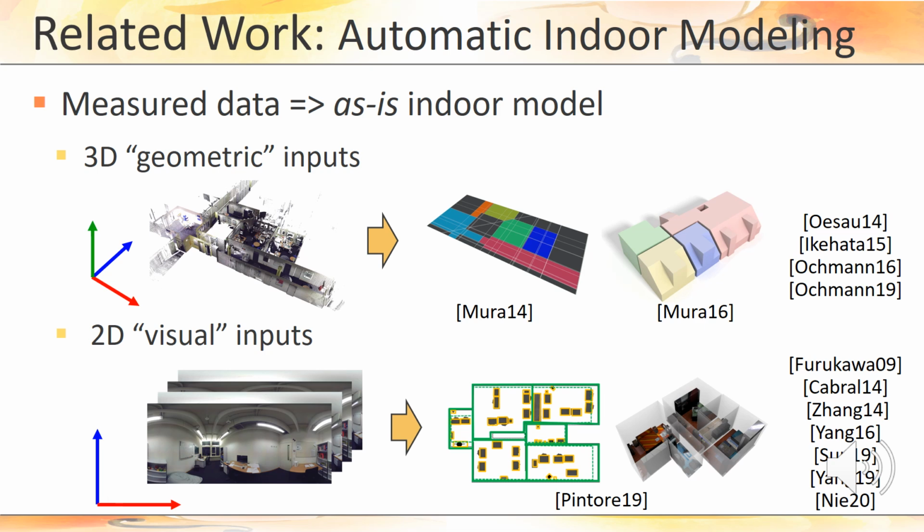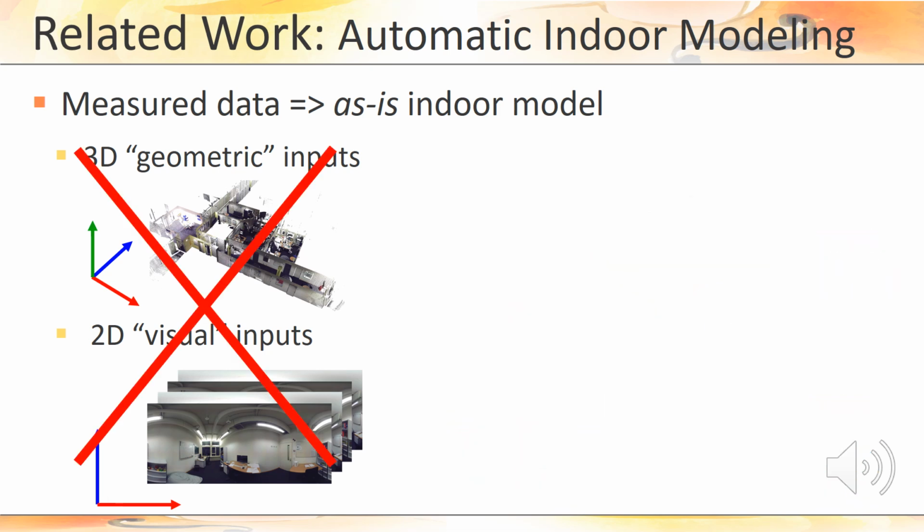A second group of techniques relies on simpler 2D visual inputs, like collections of panoramic images. These methods solve a more ill-posed problem, but they're quickly catching up with the methods based on 3D inputs in terms of accuracy. Images are clearly cheaper and simpler to capture than 3D scanned point clouds, but still a non-trivial data capture effort can be needed to adequately cover a cluttered environment.